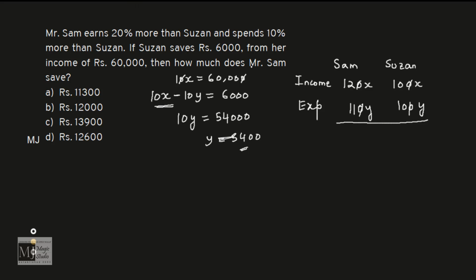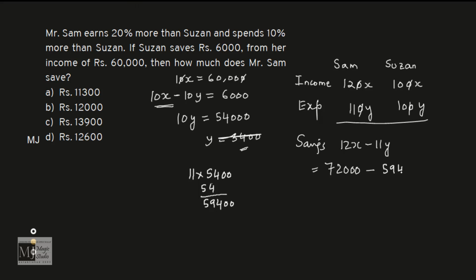Done. How much does Mr. Sam save? Mr. Sam's savings would be 12x minus 11y according to the data selected by us. x is 6,000. So 6 into 12 would be 72,000. So 11 into 5,400 is the expenditure of Sam. 54 into 11 would be 59,400. So 72 minus 60 would be 12, and then 600. So it is 12,600. So how much does Sam save is 12,600. Option D is the correct answer.